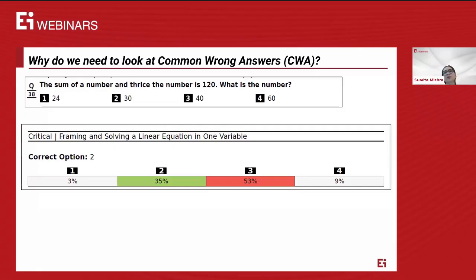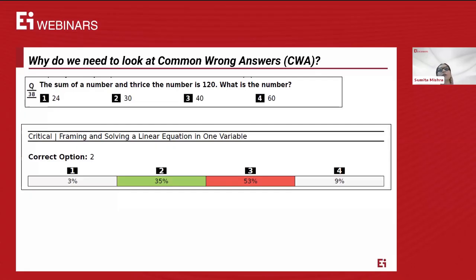I think if we look closely at the question, students who have chosen option 3, which is the most common wrong answer, have looked at the word thrice. They've probably understood what thrice means here. They may have formed the equation as 3x equals 120, solved and found x as 40. But what they have missed is that the question asks that it is the sum of a number.